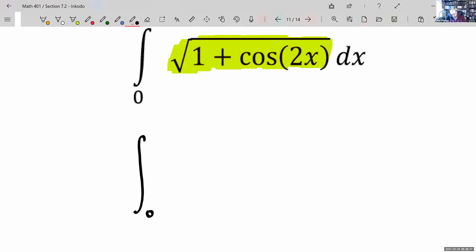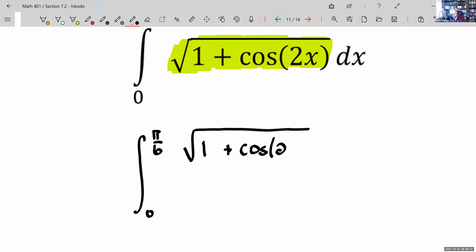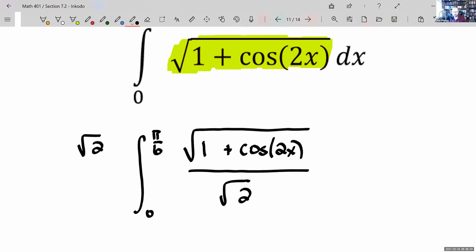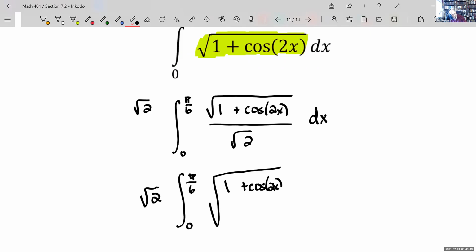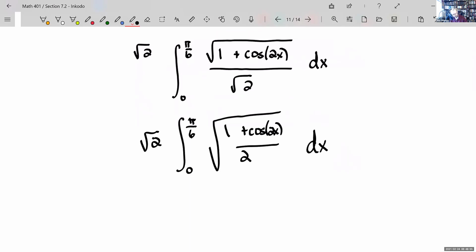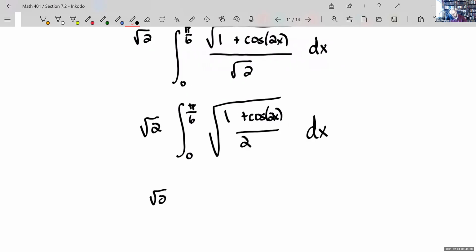You could say that's like the square root of 1 plus the cosine of 2x over the square root of 2, but I'll have to offset that division by the square root of 2 using a multiplication by the square root of 2. In other words, I multiply top and bottom by square root of 2. When you do that, you get the square root of 1 plus cosine of the double angle over 2. And we happen to know that is just a fancy way of saying cosine of x. So root 2 times the integral from 0 to pi over 6 of cosine of x dx.